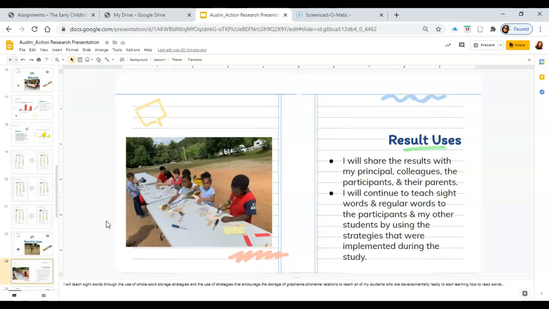Now, as I reflect on this, I think I'm going to use strategies that encourage whole word storage and strategies that encourage the storage of grapheme-phoneme relations. I'm going to use those in combination because I see that some students are learning words through whole word storage, where some students benefit from receiving that grapheme-phoneme instruction. So I plan on using both so that I can meet everyone's needs.